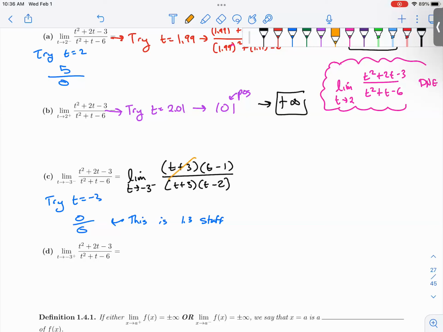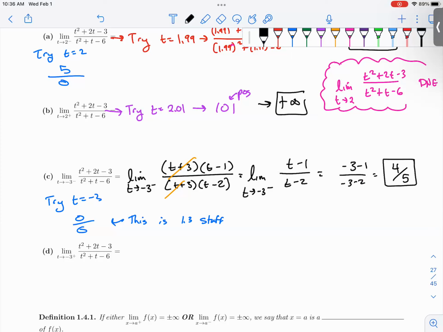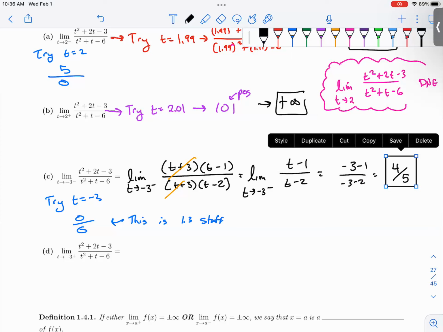So these cancel. We get the limit as t approaches negative 3 from the left of t minus 1 over t minus 2. And that will be negative 3 minus 1 over negative 3 minus 2, which is 4/5. Yes, go ahead, Liz. Why did you use t equals negative 3? Why wouldn't you just use t equals 3? Right, because it was the limit as t approaches negative 3.